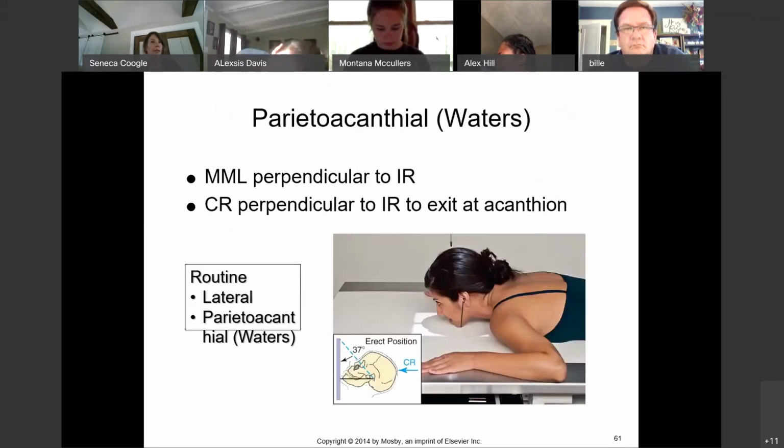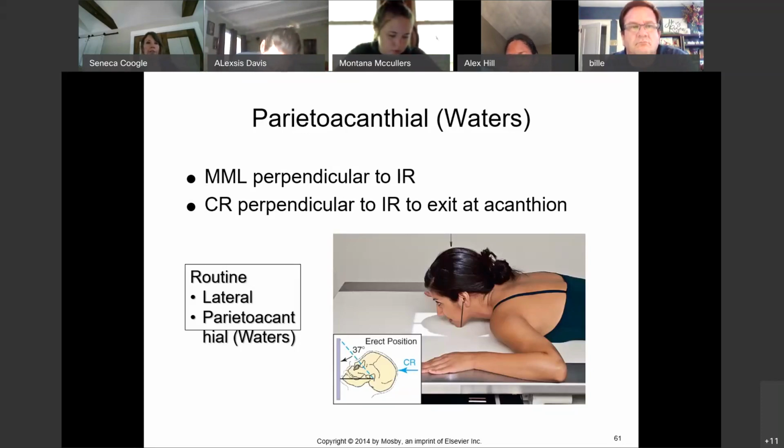Here's your Waters. I know that you've heard everybody say a Waters is a Waters is a Waters. I'm so sick of that expression, but it's true. It's nothing special from sinuses to facial bones or nasal bones. A lot of departments do a Waters for nasal bones as well. It's the same. And you have to make sure the MML is perpendicular to the IR.